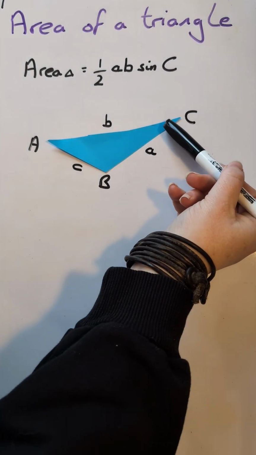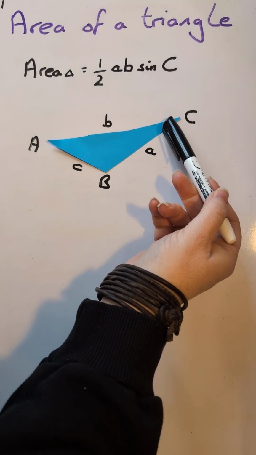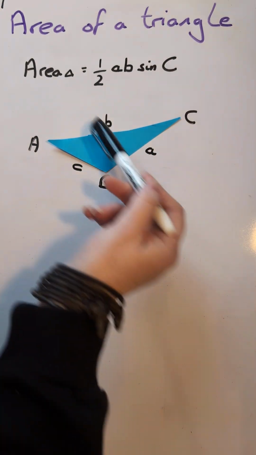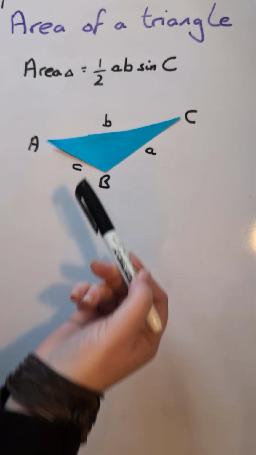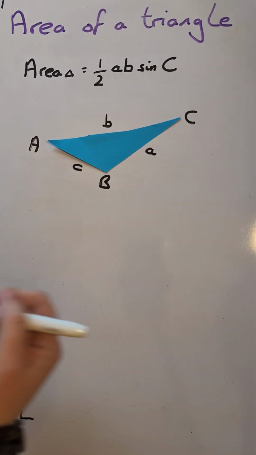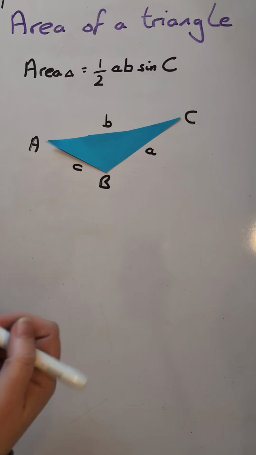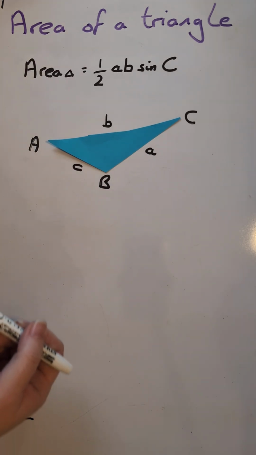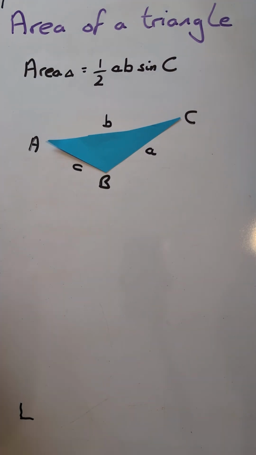So the angle opposite has the same letter as the side. If we take angle C and we are given a and b, then we can work out the area of the triangle without needing the height. Now what this means is that we have an included angle.